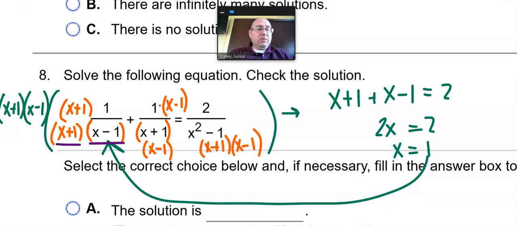But it was missing an x plus 1, so I had to add that to the top and bottom. The second one had an x plus 1, but it was missing an x minus 1, so I had to add that to the top and bottom. The last one, x squared minus 1, when you factor it, has both of the linear factors. I didn't have to do anything to that.